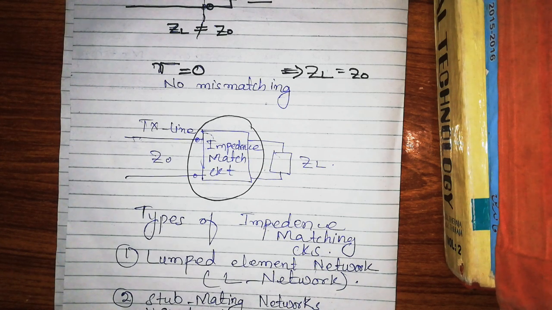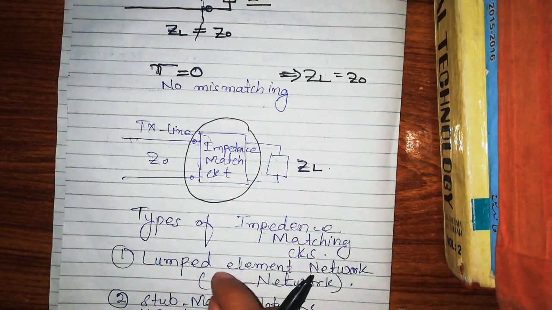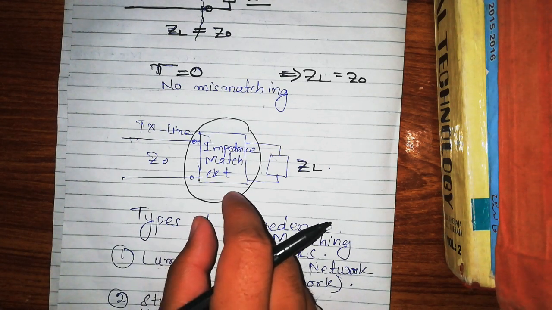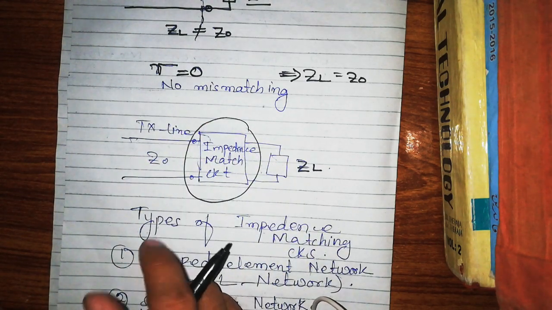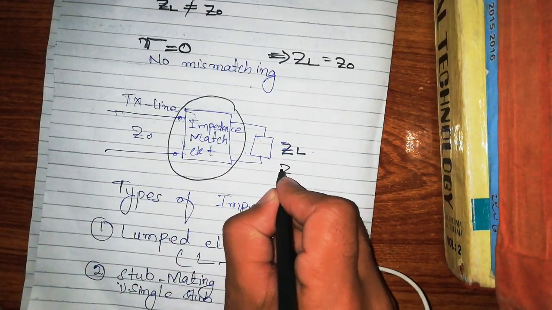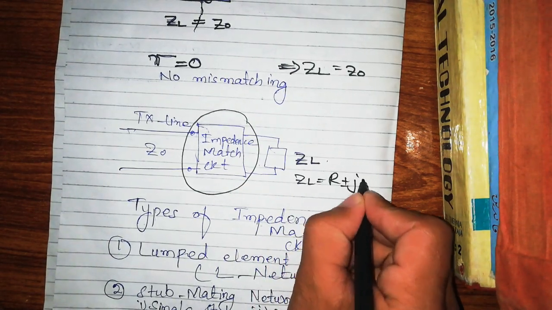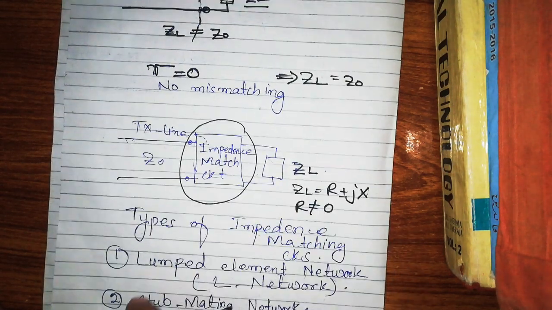Now remember one thing, this load ZL must have a non-zero real part in order to make your circuit matched. What I mean to say is this load has two parts, real and imaginary, and this real part of the load should never be zero. Okay, then you can finally match your load to the transmission line.